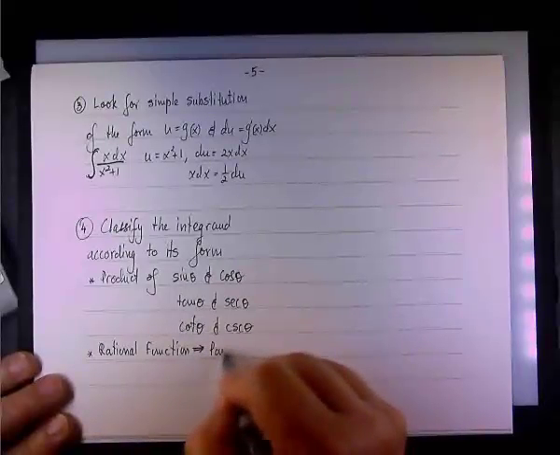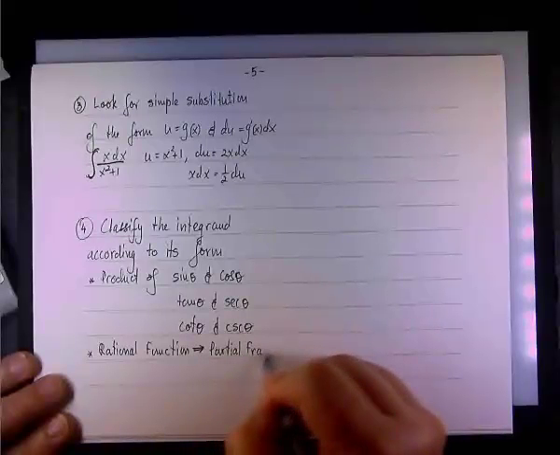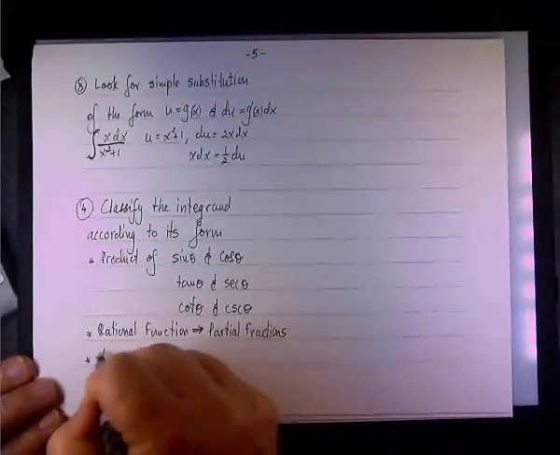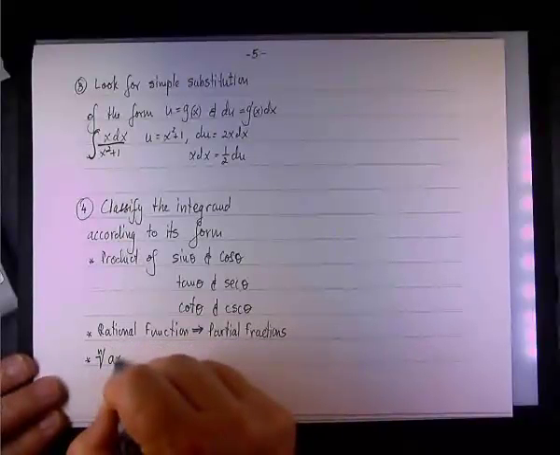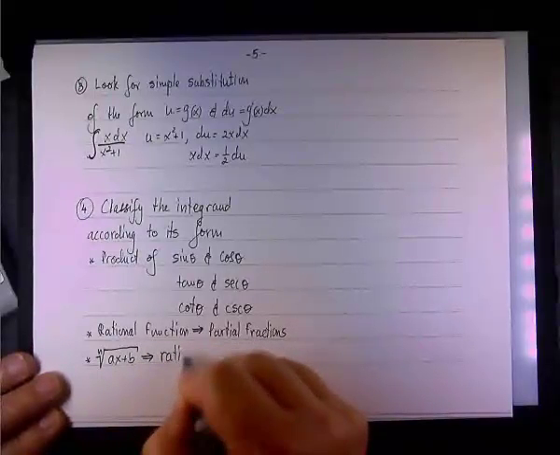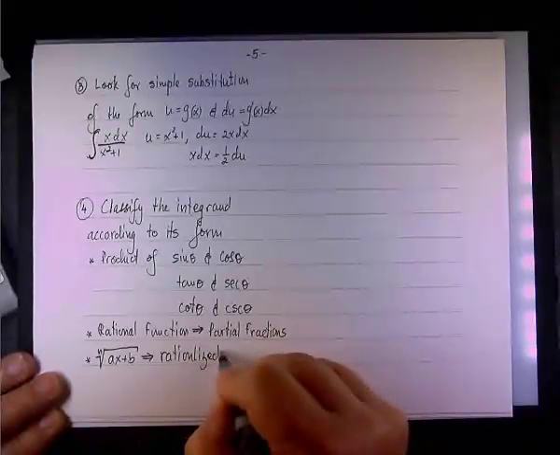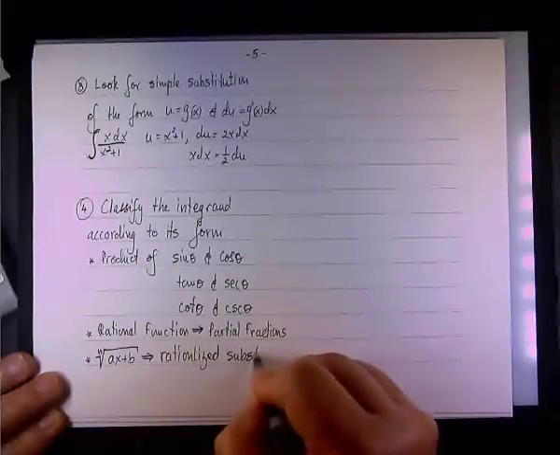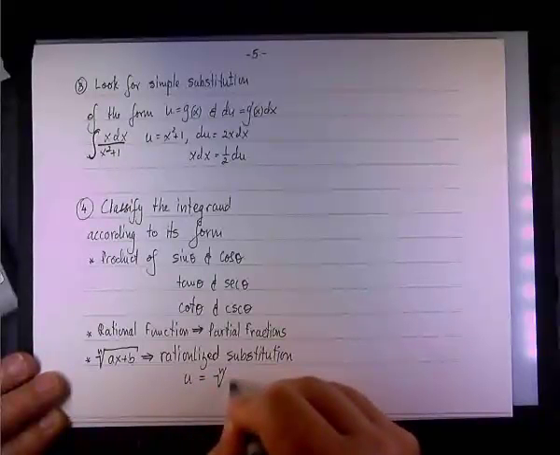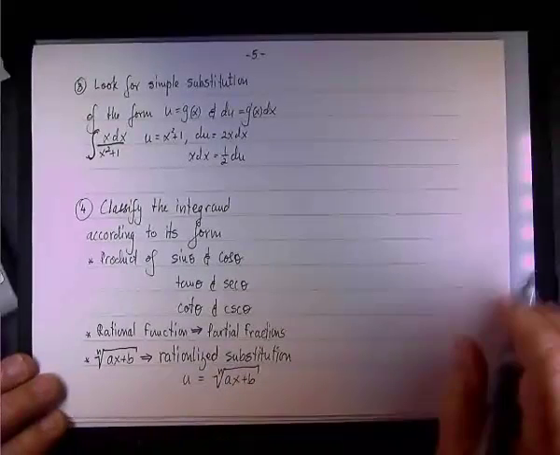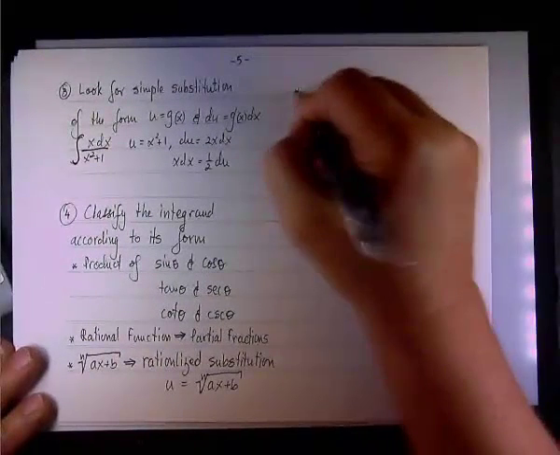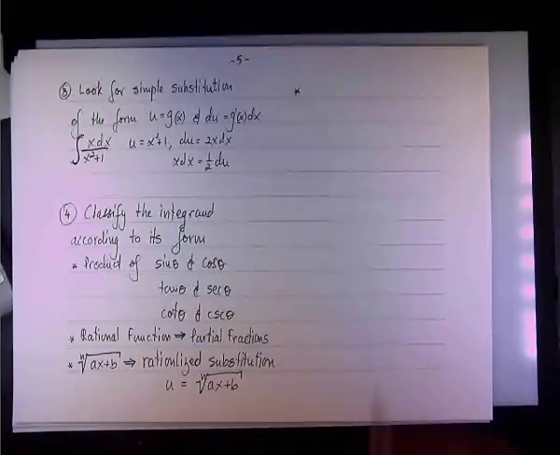That's one group. If I see rational function, then I'll do partial fractions, right? If I see something we just touched on, the nth root of ax plus b, what I'll do is I'll rationalize or use rationalized substitution, such as u equals the nth root of ax plus b.